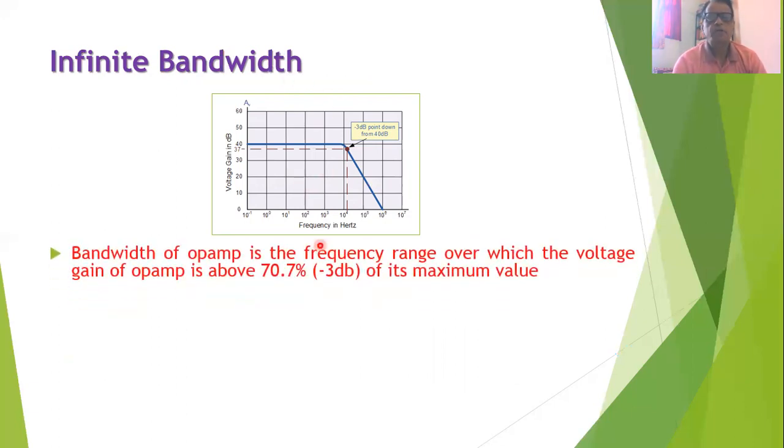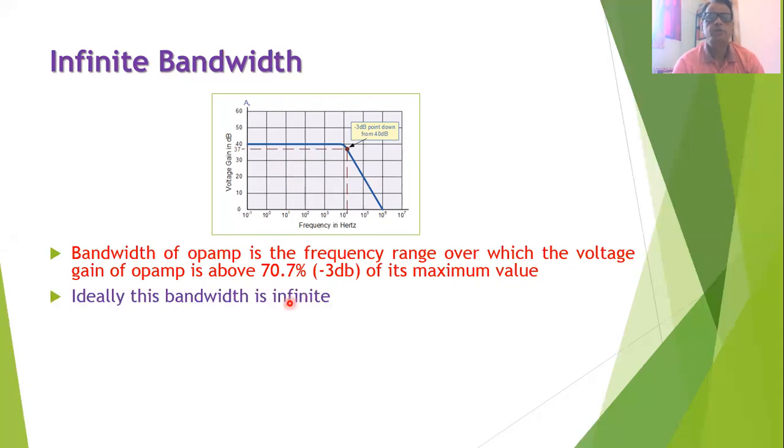The bandwidth of the operational amplifier is defined as the frequency range over which the voltage gain of the operational amplifier is above 70.7% of its maximum value. So whatever is the maximum value of the gain of the operational amplifier, when you obtain a 70.7% value, and when you draw a perpendicular on this curve, you will get a range of the frequency, and this range of the frequency is called the bandwidth of the operational amplifier.